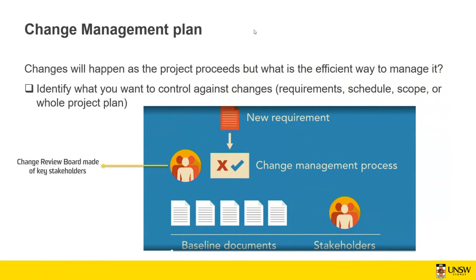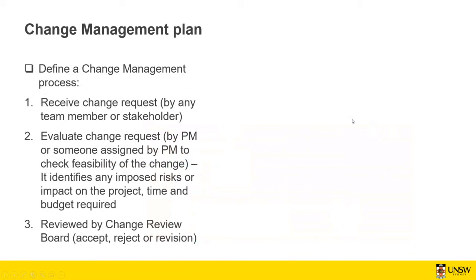Okay, and the last one is the change management plan. So you do all the project planning, but it's not going to be ideal. Not everything goes as planned, and sometimes stakeholders or team members request some changes to the project plan. So the way that is going to be handled is part of the change management plan. So you identify what you want to control against changes. If there are any changes requested, are you going to change the schedule, the scope, or the whole project plan? And that you decide as part of the change management plan.